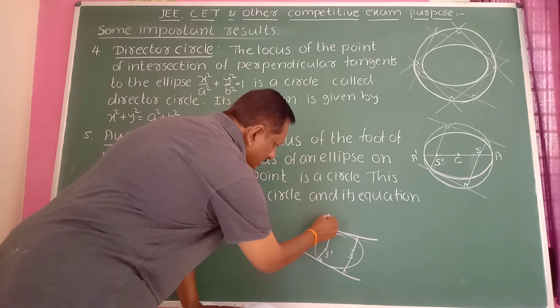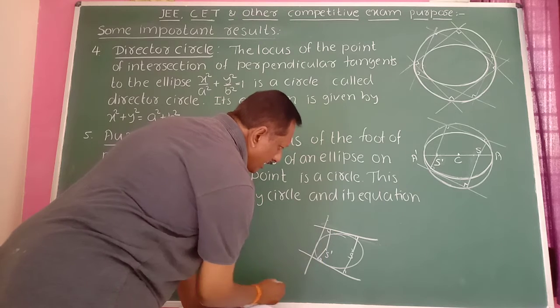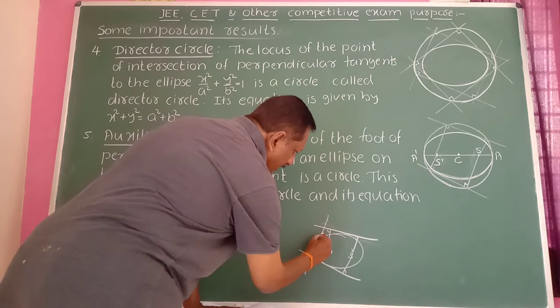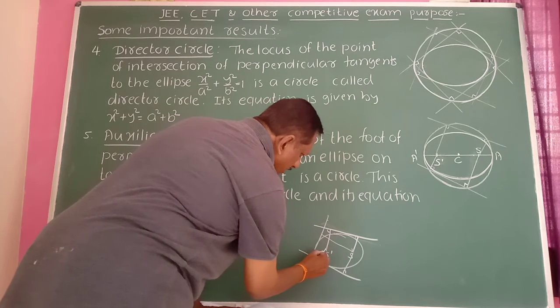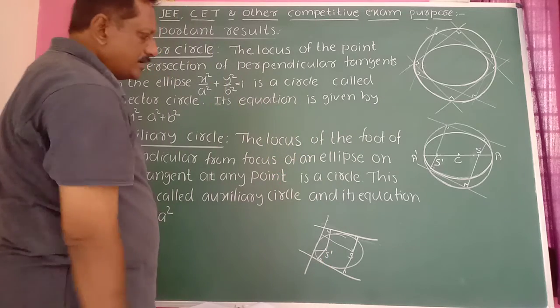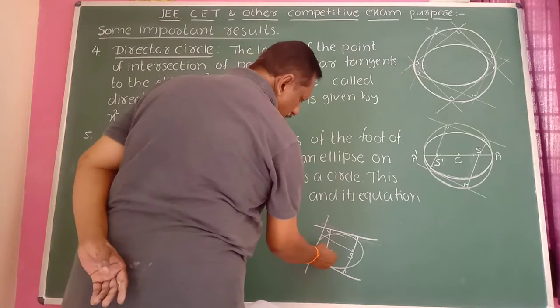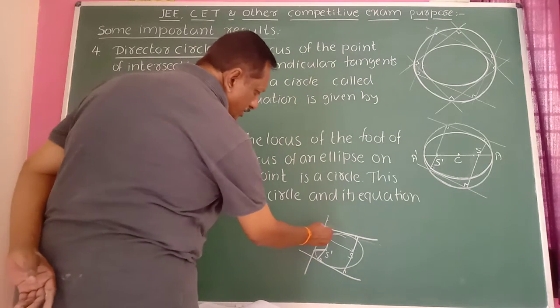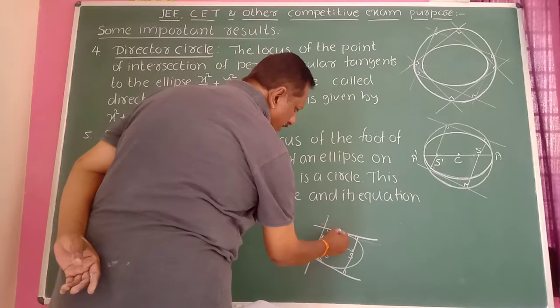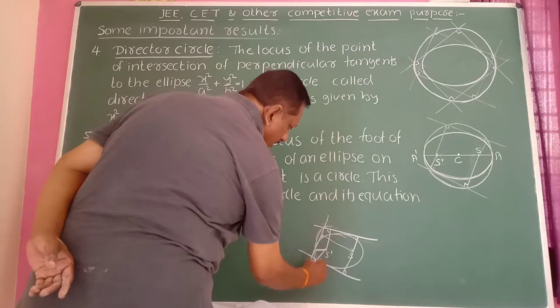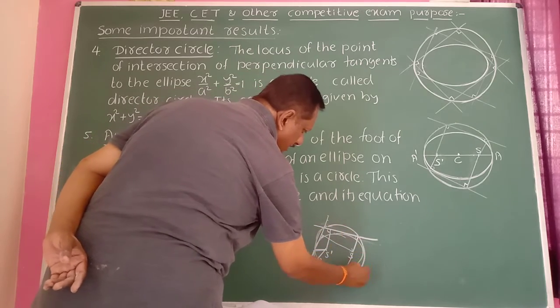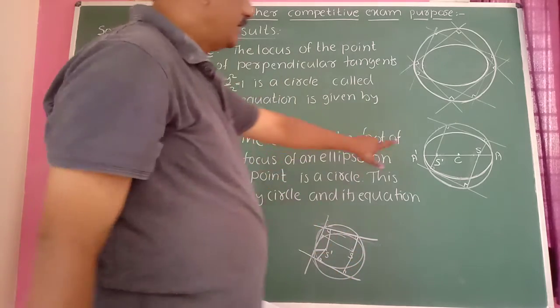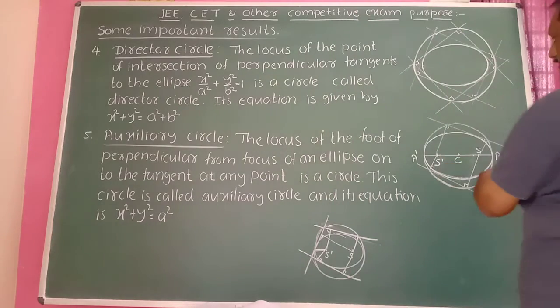Even this is also a tangent here. Again, you draw perpendiculars to the tangents from these foci. If you join all these points of intersection, you will get a circle. That circle itself is the auxiliary circle here.